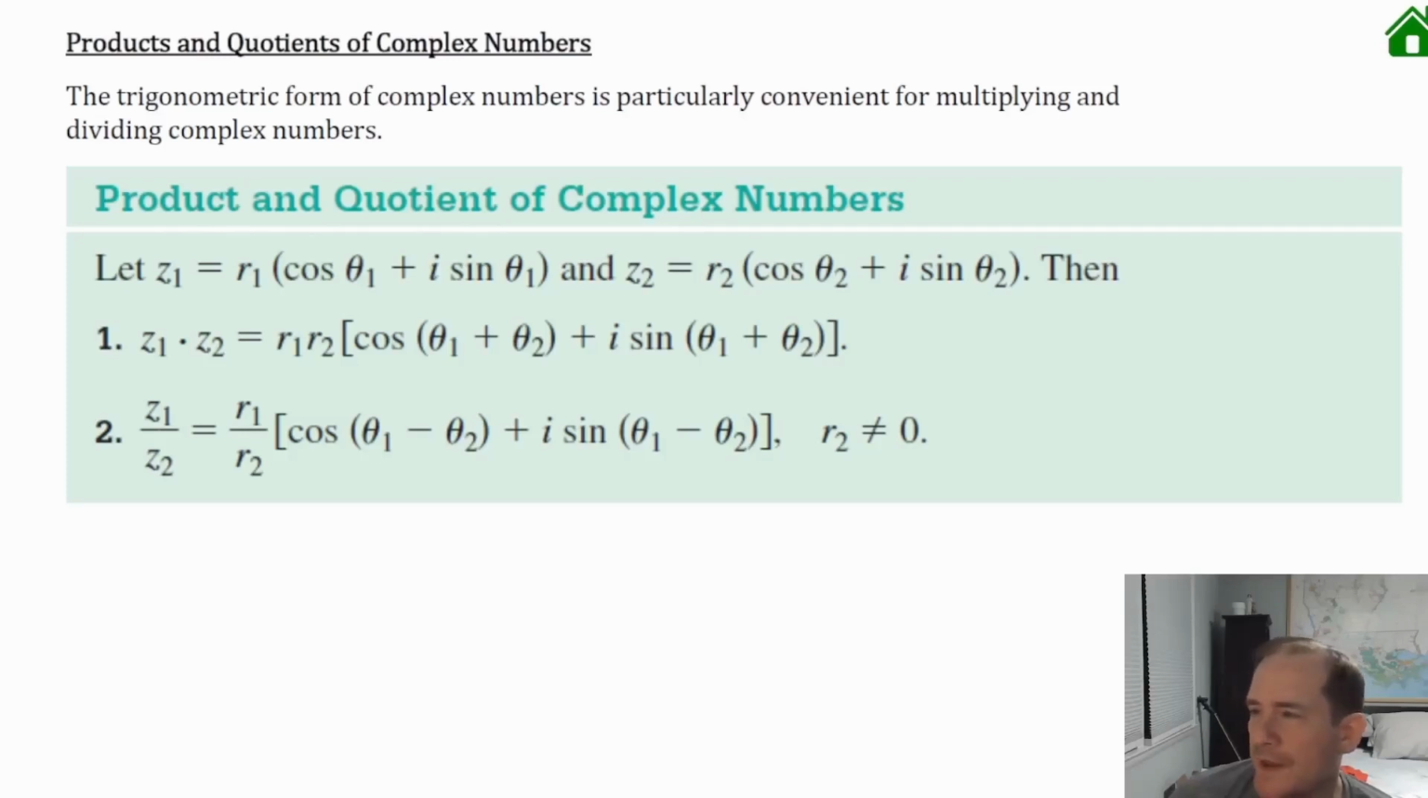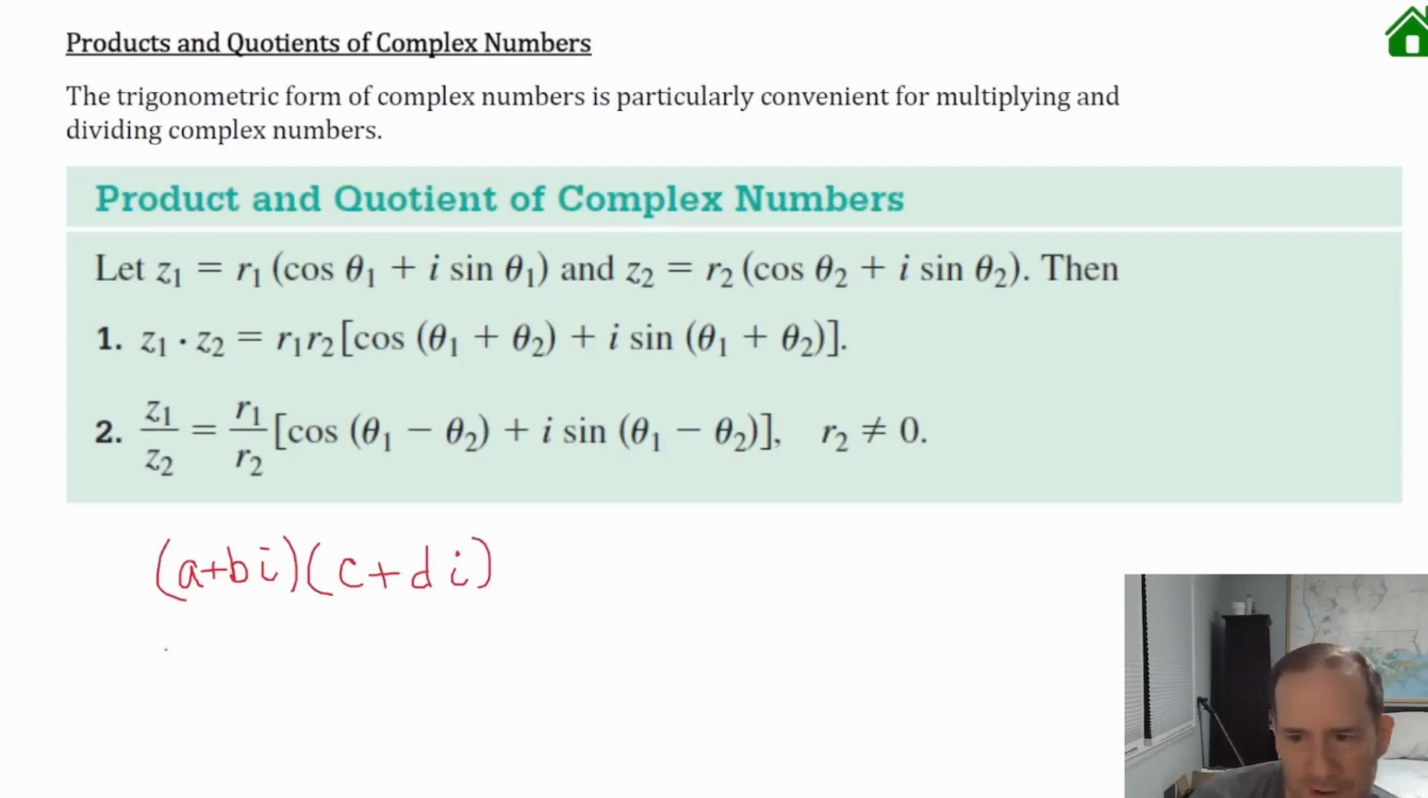Alright, so here we have to do operations with complex numbers. You have to multiply them and divide them. And if you had to do it in rectangular form, like I'm about to, then those are both binomials, right? If you were going to multiply that, you'd have to FOIL it. You'd end up with an a times c plus an a times di plus c times bi plus b times di squared.